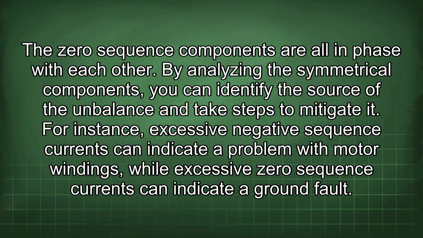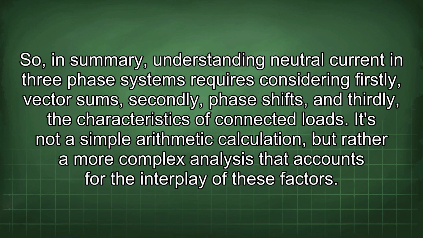By analyzing the symmetrical components, you can identify the source of the unbalance and take steps to mitigate it. For instance, excessive negative sequence currents can indicate a problem with motor windings, while excessive zero sequence currents can indicate a ground fault. So, in summary, understanding neutral current in three-phase systems requires considering firstly, vector sums, secondly, phase shifts, and thirdly, the characteristics of connected loads. It's not a simple arithmetic calculation, but rather a more complex analysis that accounts for the interplay of these factors.